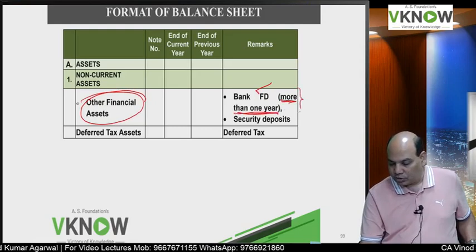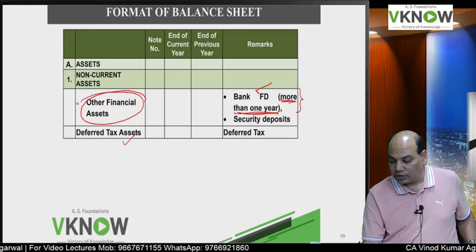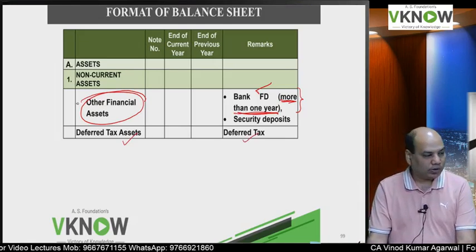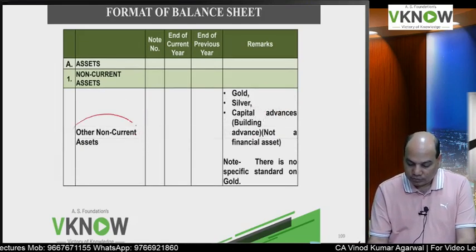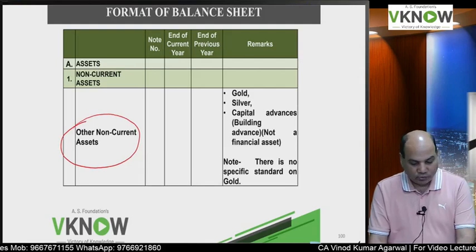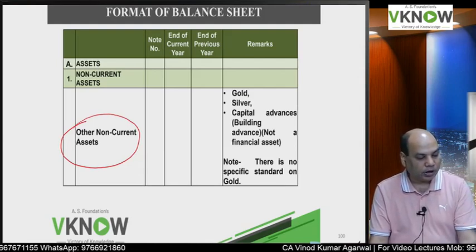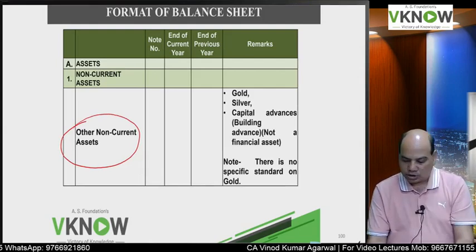What if it is a maturity of less than 12 months? Current. Deferred tax asset is always non-current. And then finally, one last heading is other non-current asset. What will not fit specifically into the above heads, you will put under other non-current asset.